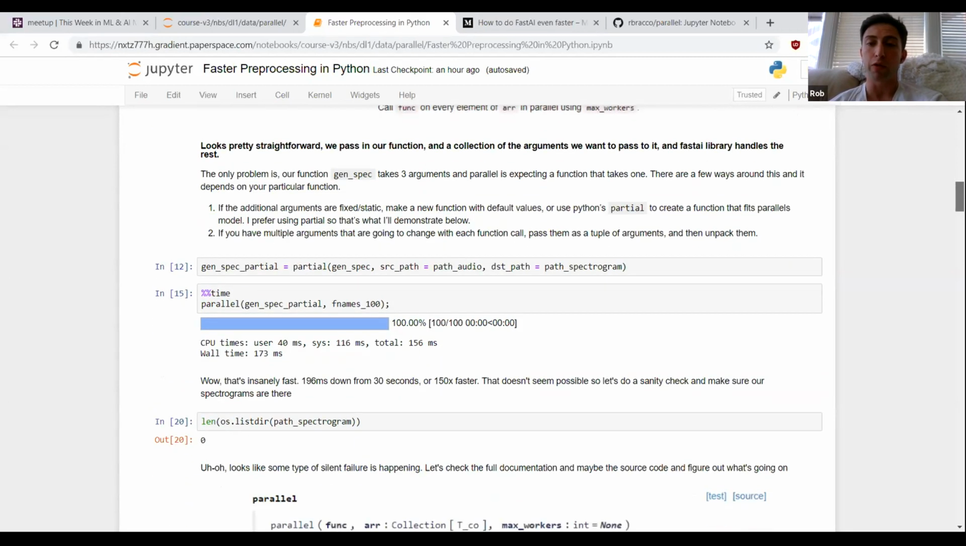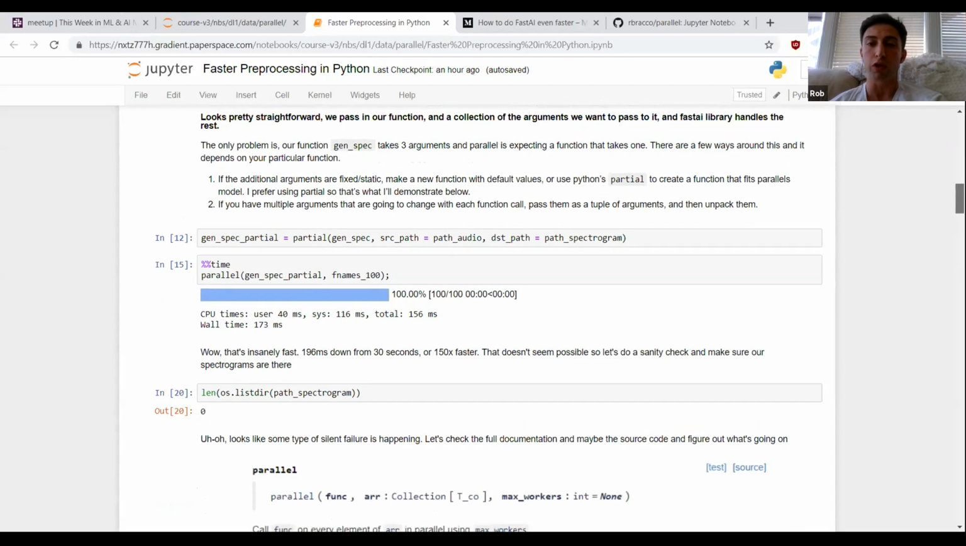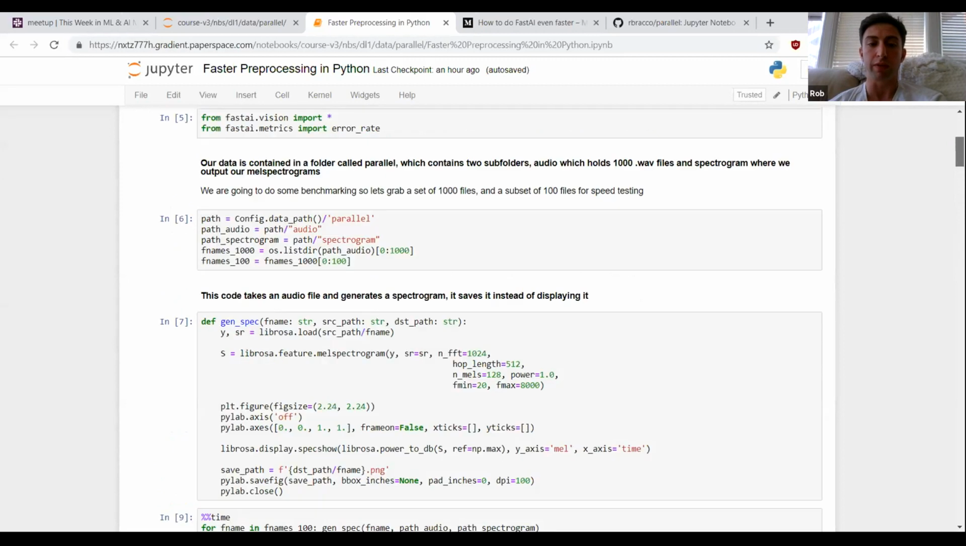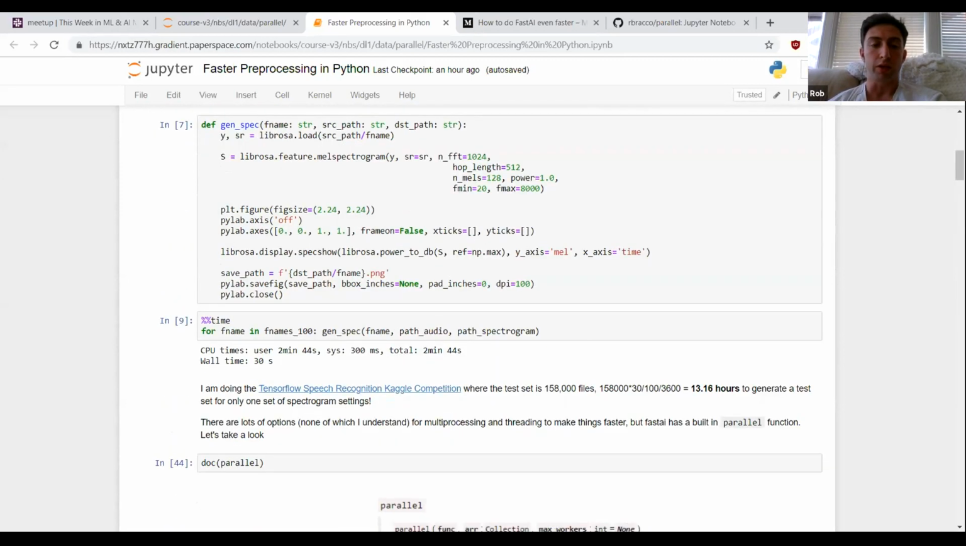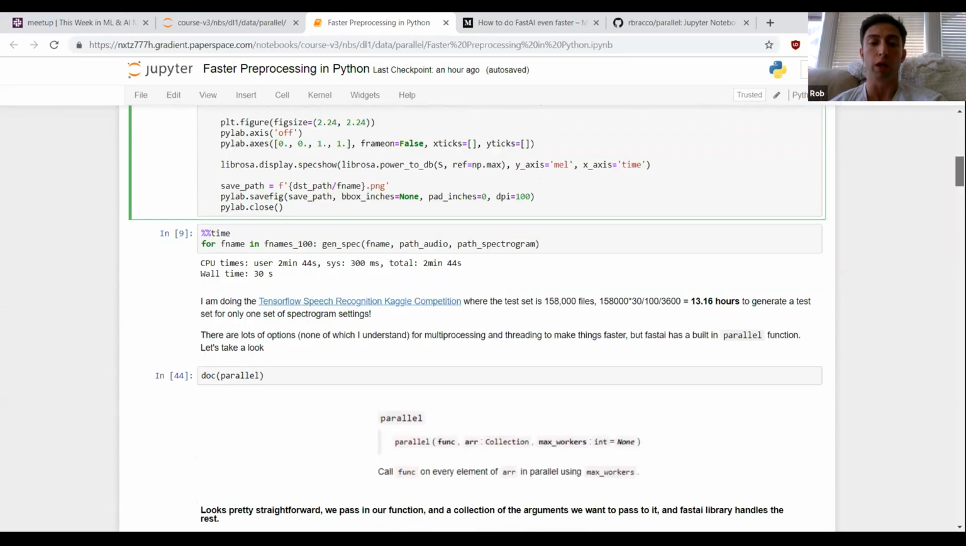There are a few things though. Your function can only take one argument, which is a bit tricky, because most functions we write often take 3 things. So I'll go into a specific example. This is just some basic code to generate a spectrogram. It takes a file name, a source path, and a destination path, and it'll load in the WAV file, convert it to a spectrogram, and save it for me. So let's go over how to convert it to work with parallel.